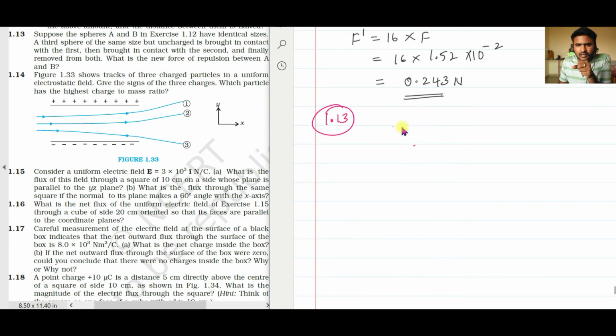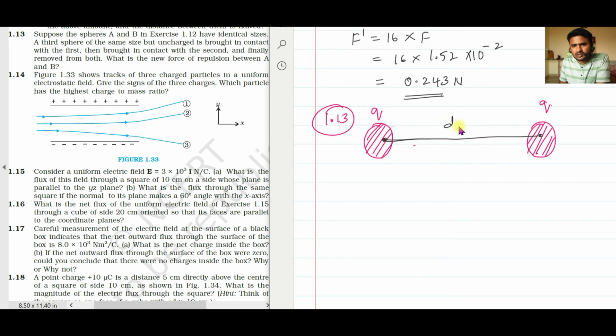So I have this first sphere here which was initially having a charge of q, and the second sphere was also having an initial charge of q. Now I have an uncharged sphere. The distance between these two is d, which is 50 centimeter. We'll keep all those things as it is. We will do a general thing, I'm not giving any values to q, d. I'm just explaining the concept, and then we will substitute the values. Now I have sphere A and sphere B, both having initially the same amount of charge q, separated by distance d.